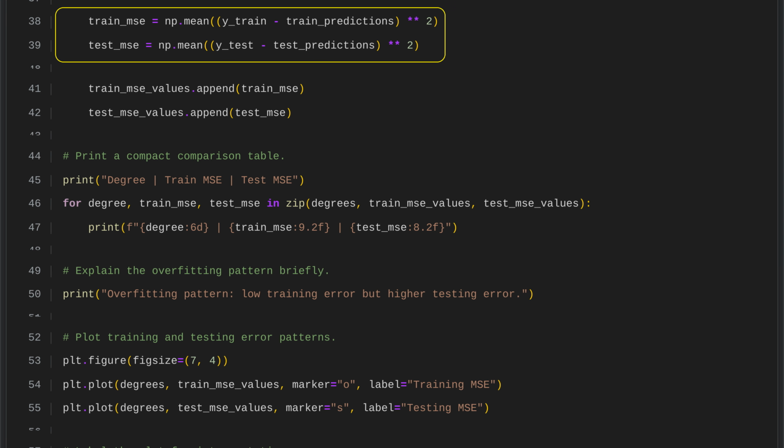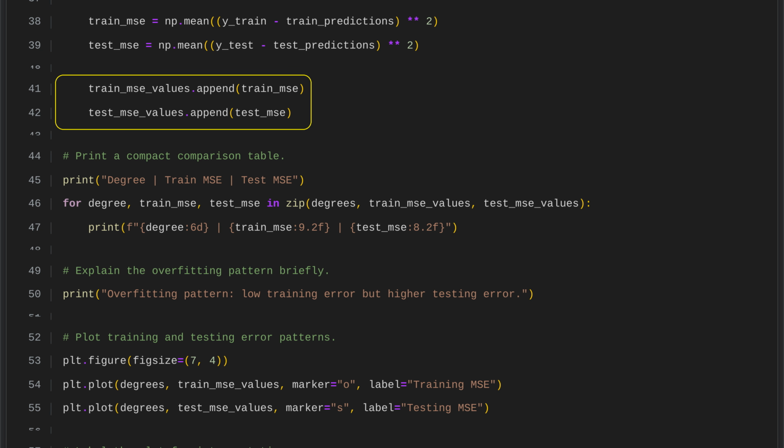We evaluate the model by calculating mean squared error on both the training and testing data. For each set, we compare the actual values with the model's predictions, square the differences, and average them. The training error shows how well the model fits the data it learned from, while the testing error shows how well it performs on unseen data.